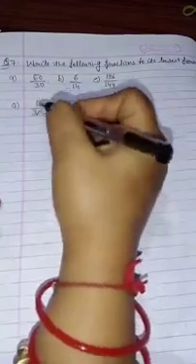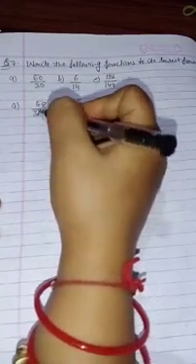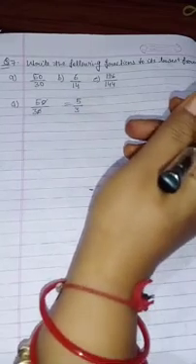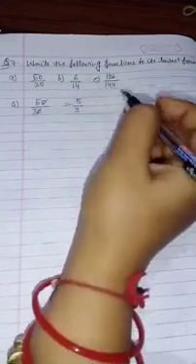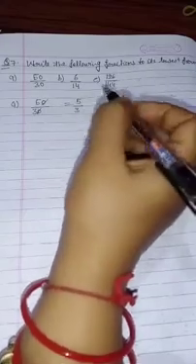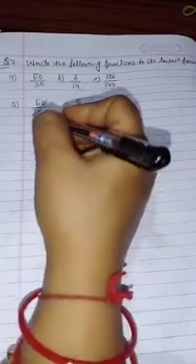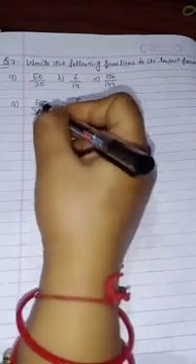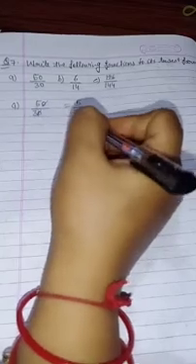You just take the SCF of the numerator and denominator, and whatever SCF comes, you can divide the numerator and denominator of the given fraction equally by that number. If I take the SCF of 5 and 3, they don't have any common factor, so it will be 1. If I divide 5 by 1 or 3 by 1, I will get the same number.